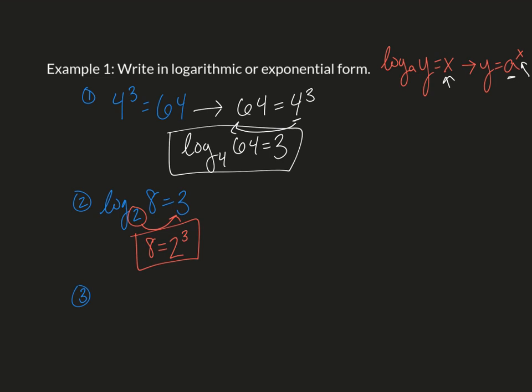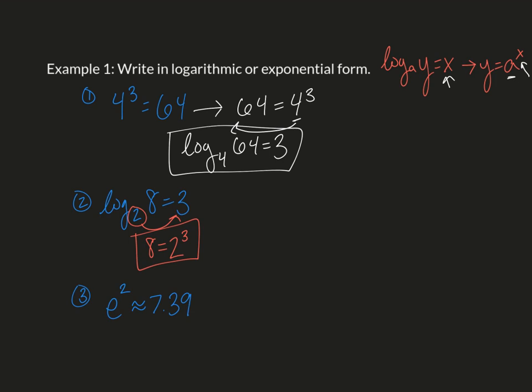Number 3, I'm going to do a kind of sneaky one. e to the power of 2. I'm going to use the approximately equal sign because I do have to round this, but it's approximately 7.39.